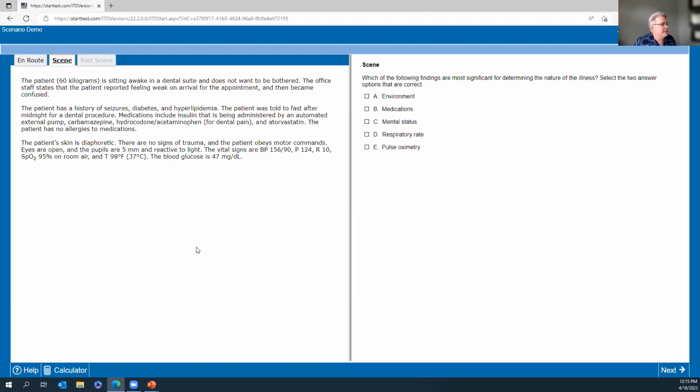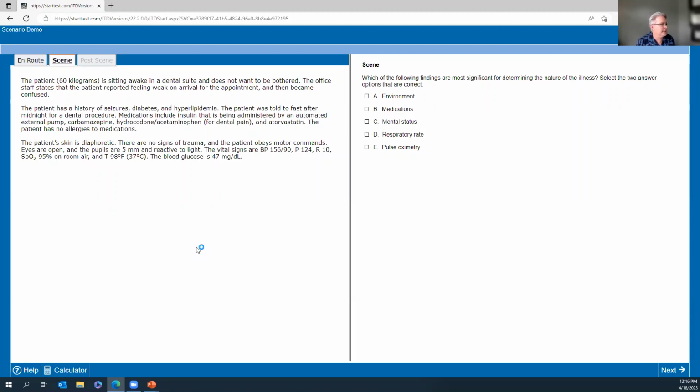So we make the scene. The patient is 60 kilograms sitting awake in a dental suite and does not want to be bothered. The office staff states that the patient reported feeling weak on arrival for the appointment and then became confused. The patient has a history of seizures, diabetes, and hyperlipidemia. The patient was told to fast after midnight for a dental procedure. Medications include insulin that's being administered by an automated external pump, seizure medications, medications for pain, and a statin. The patient has no allergies to meds.